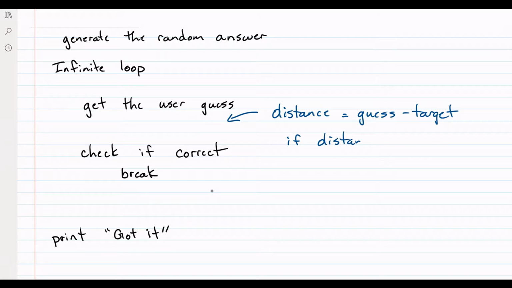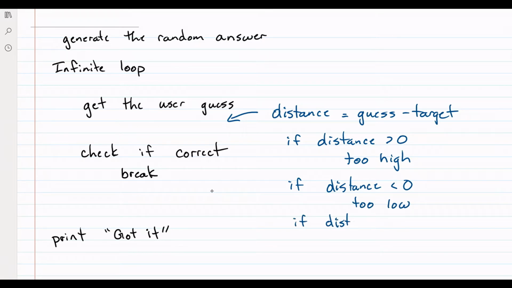So if distance is positive, you're too high. If distance is negative, then you're too low. If distance is 0, then you break. So we actually wouldn't necessarily need the earlier check if we did something like that. And I don't even need a third if statement, so I could use an elif and just an else, and I don't even need to check if distance is 0. So check if it's too high, too low. If not, you must have gotten it, and we can check that out.